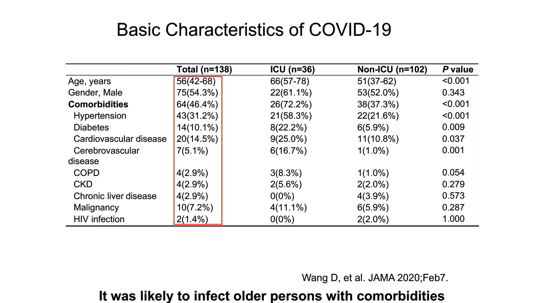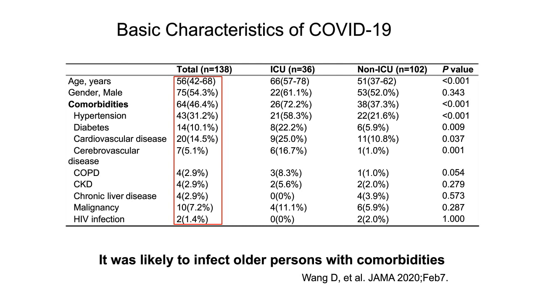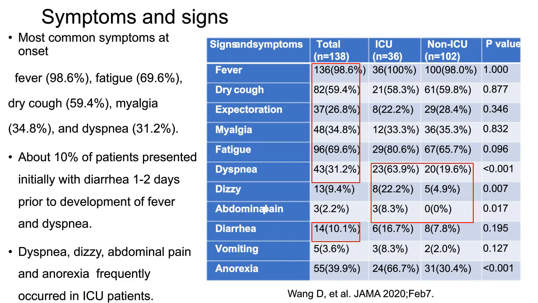Regarding the symptoms and signs, the most common symptoms at onset included fever, fatigue, dry cough, mild chest tightness, and dyspnea. About 10% of the patients presented initially with abdominal symptoms, including diarrhea. This kind of patient usually affects our medical professionals in the general ward.